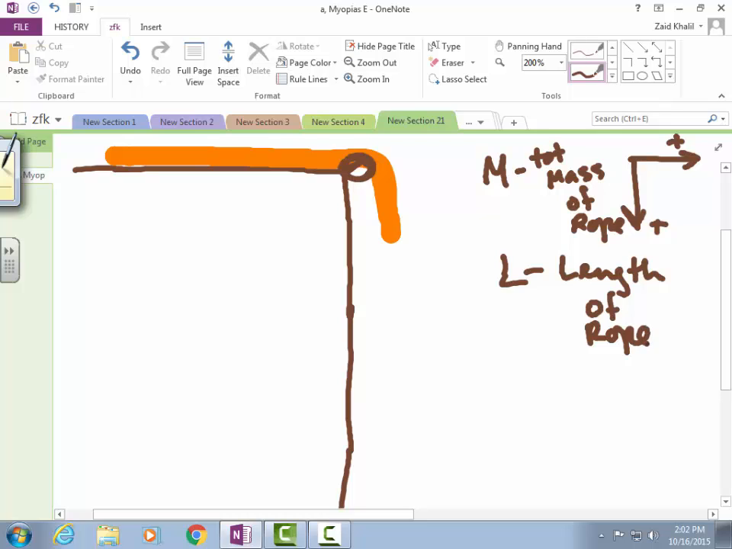So what I'm going to do is analyze one point, but I'm going to pick this point very, very cleverly. The point I'm going to analyze is this point right here. Why is that the point I'm going to analyze? Well, realize that the pulley is really, really small.